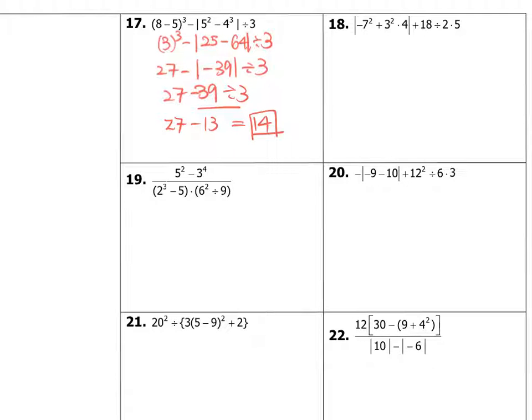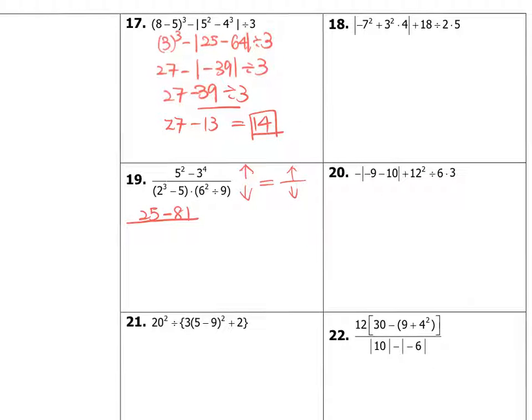And I will do number 21, I think. Let me see. Yeah, let me do number 19. So 19 is a fraction again, so we take care of upstairs, and then we take care of downstairs, then we put the upstairs together and downstairs together and do the division. So upstairs I have 5 squared, which is 25. I can't do the subtraction yet, so I carry it. Now I do 3 raised to the 4th power, because that's the E in the PEMDAS rule, right?